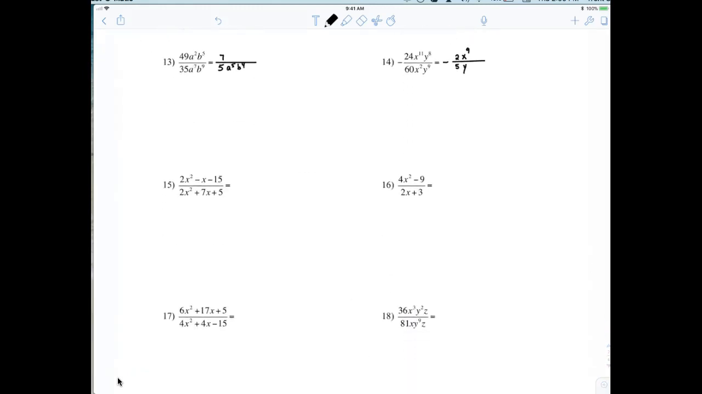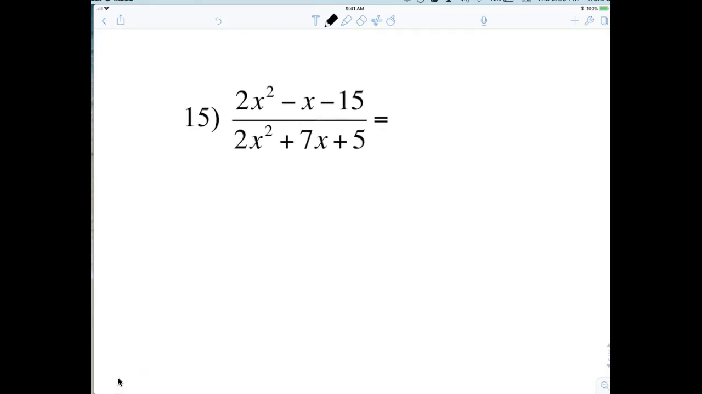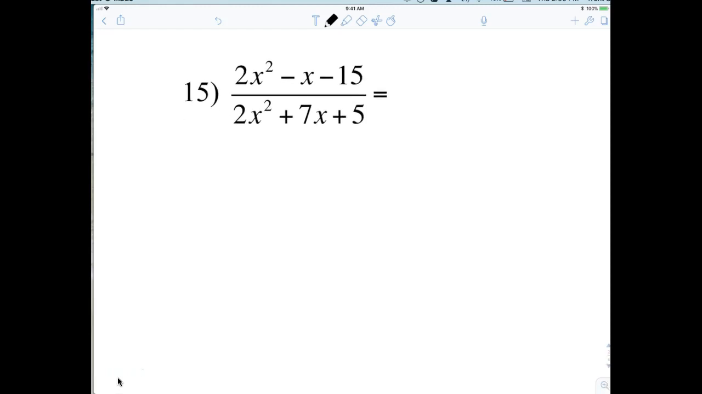Here we go. 15. Now again, this is what I want to show you on 15. I would factor the bottom one first because they're all what? They're all positive. So that's the easy one. Everybody hear me? Yes, sir. Try to listen to me because I'm trying to make it so it's easy.